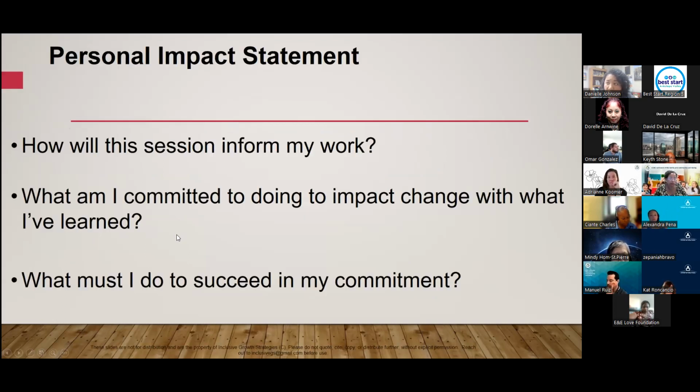I want to leave you all with a personal impact statement. So what will you do, or how will this session inform your work moving forward? What are you committed to doing to impact change with what you've learned? And what must you do to succeed in that commitment? So who's going to help you? Who's going to hold you accountable to your goals?